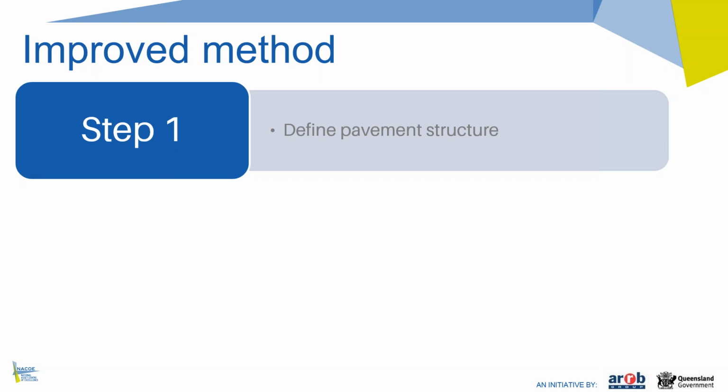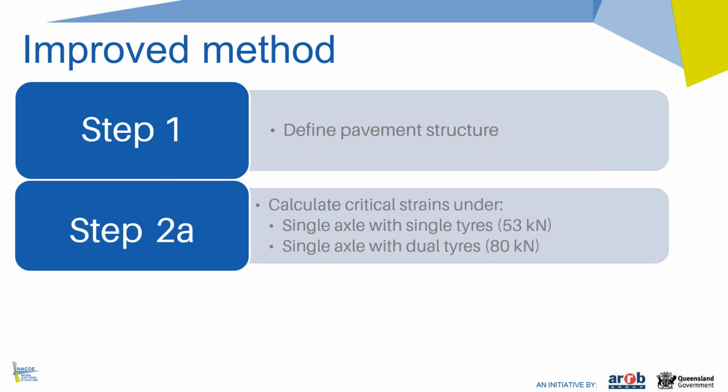The second step is then in two parts. In this step, we're aiming to determine the strains under each individual axle in the traffic load distribution. Firstly, we calculate strains under both a single axle with single tyres and a single axle with dual tyres. So that still only requires the one CIRCLY run, except now two load types rather than just the standard axle are used, and the tech note defines the axle loads, tyre spacings and contact stress that should be used.